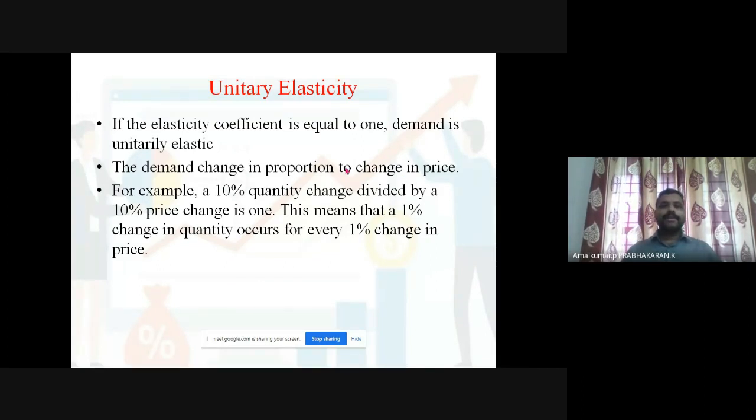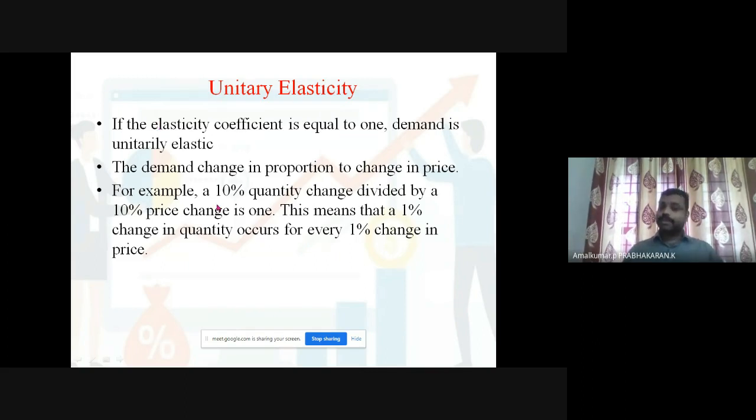For example, a 10% change in the quantity demanded divided by a 10% change in price is 10 by 10, we get 1. That is, the elasticity coefficient is equal to 1. This means a 1% change in the quantity demanded happens with a 1% change in the price. 1 by 1 we get 1, equal to 1 elasticity coefficient.